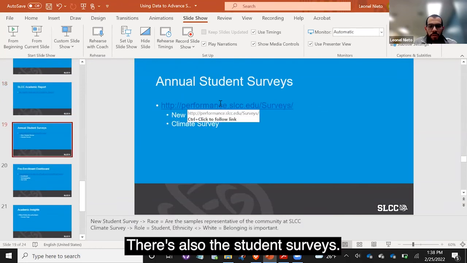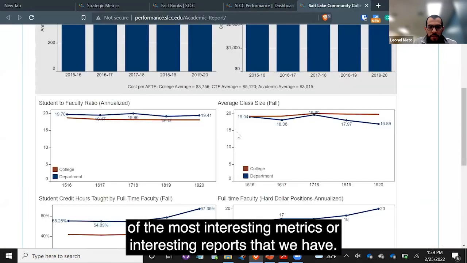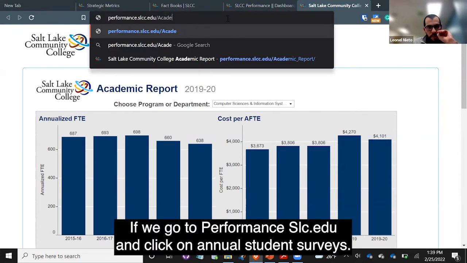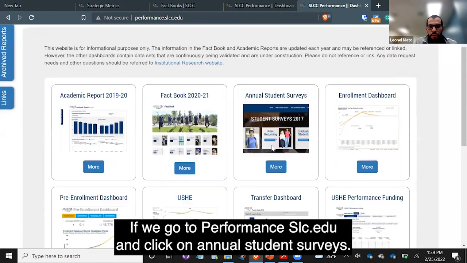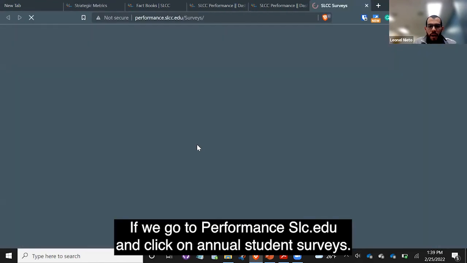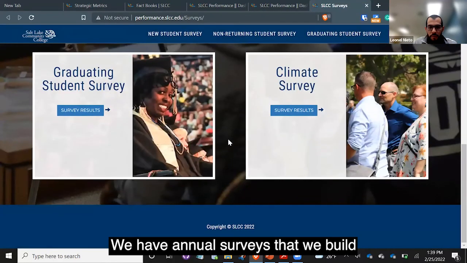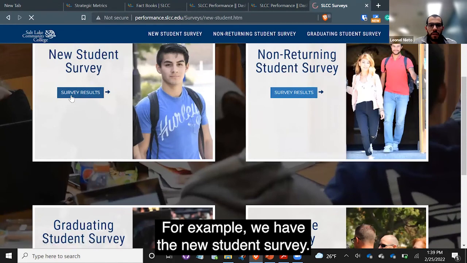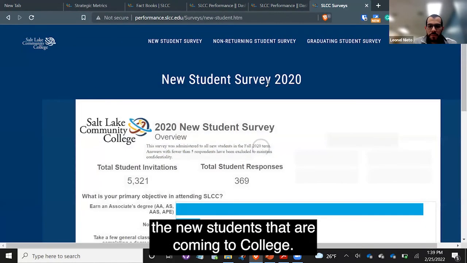There's also the student surveys. I think the student surveys are one of the most interesting metrics or reports that we have. Same thing, if we go to performance.slc.edu and click on annual student surveys, we have annual surveys that we build and update regularly. For example, we have the new student survey. This is good to help us understand who the new students coming to the college are.